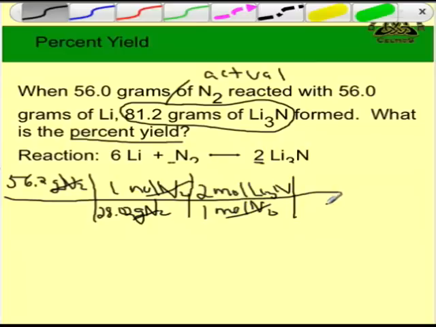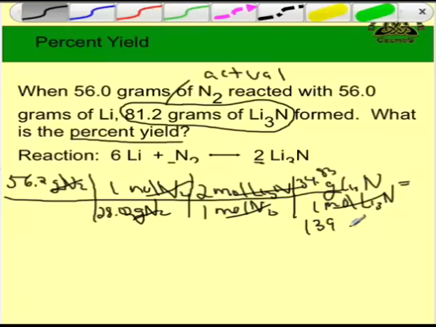In the denominator here, I'm going to put moles of Li3N, and here I'm going to put grams of Li3N, and 1 mole of Li3N has a molar mass of 34.83 grams, which I get from the periodic table. I added up 3 Li masses and 1 N mass to get that value. These units cancel out, and I'm left with grams of Li3N, and I find that the answer to this is 139 grams of Li3N.